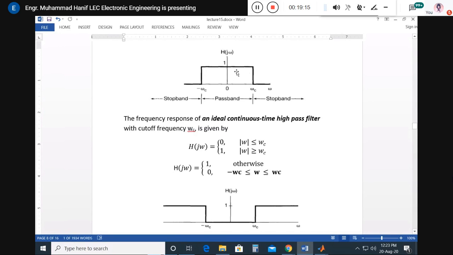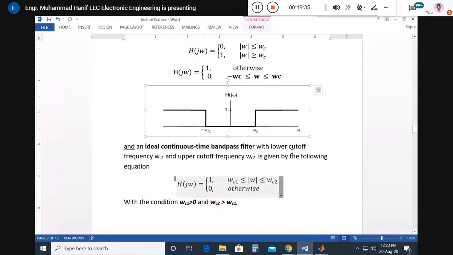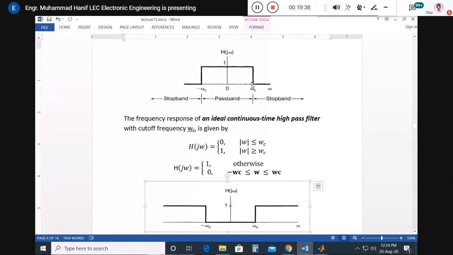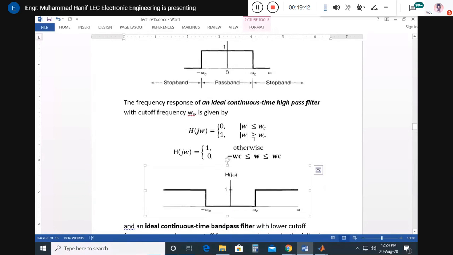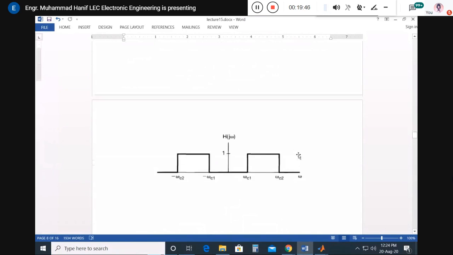So you can say it is a band pass filter. Low pass filter can also be defined in terms of band pass filter. Similarly, high pass filter can be considered as a band stop filter, because it stops a lower band of frequencies and allows the higher band of frequencies. So low pass filter is a type of band pass filter, and high pass filter is a type of band stop filter.